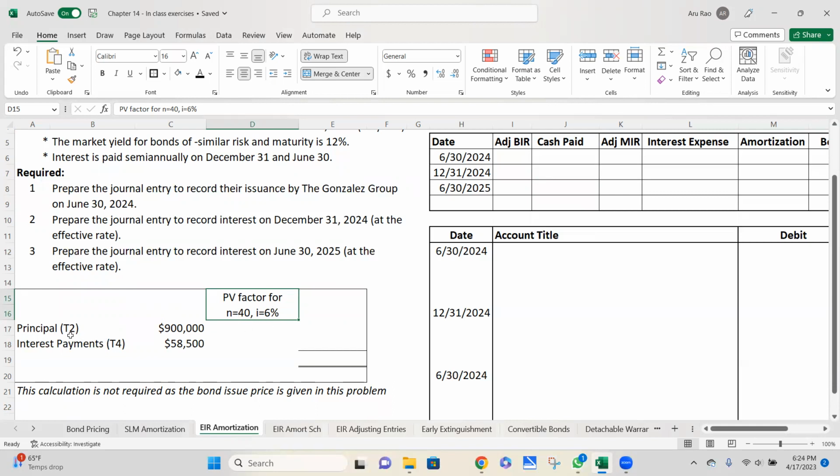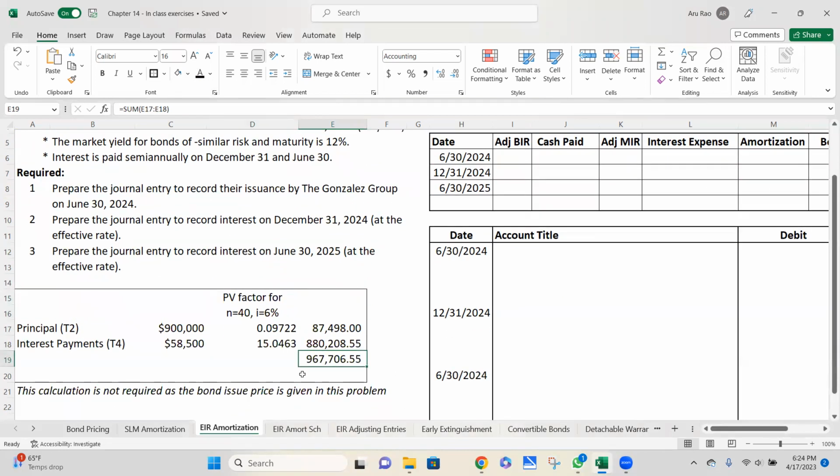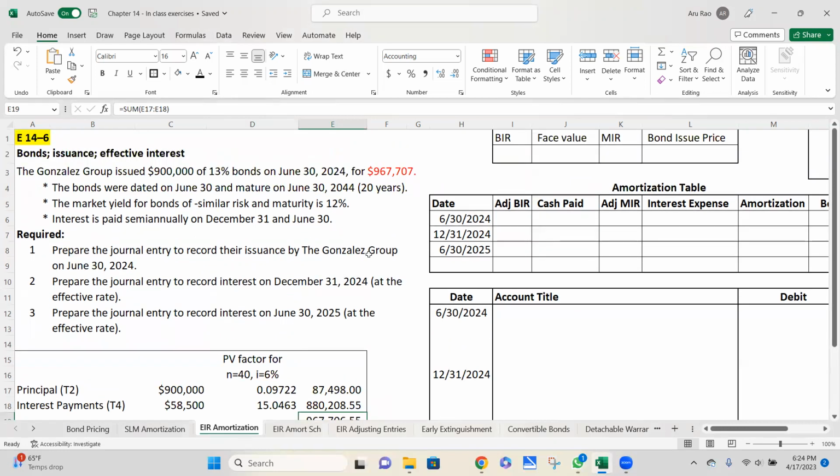I'll look up the factors in table 2 and table 4 respectively. And when I go through all my calculations, I come up with the exact same answer as they did over here, the number they gave me, which is 967,707. That's a rounding off, so we're good with that. So let's write down all the information we have over here.